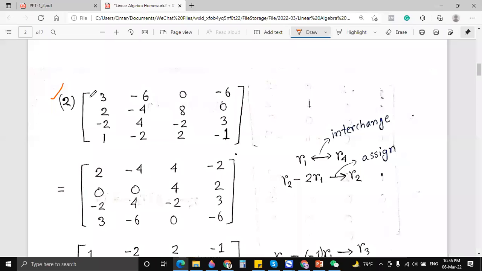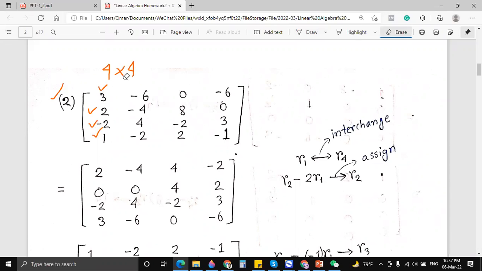The second one, this is a 1, 2, 3, 4. 1, 2, 3, 4. So this is a 4 by 4 matrix. Okay. Firstly, we count down the rows. First row, second row, third row, fourth row. So this is 4. Then we count down the columns. First column, second column, third column, fourth column. So this is a 4 by 4 matrix. Okay.